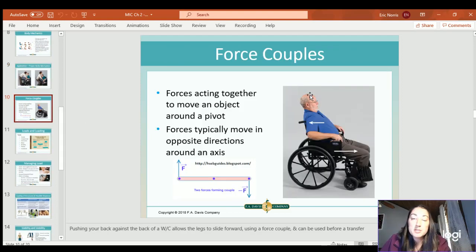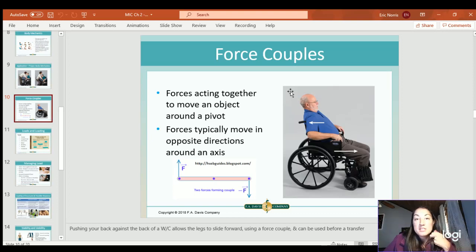With a force couple, this is when muscles act together in order to move around a pivot point. So if this is the pivot point and it's straight up, then one muscle would pull while the other muscle pushed. It's kind of hard for me to do it with that, but while one pushed that way, the other would push in the opposite direction in order to move it. So it's typically in the opposite direction around an axis. So if it was a pin or something, of course I don't have one right now, one force would be going in that direction, and one that way, to spin it in opposite directions.